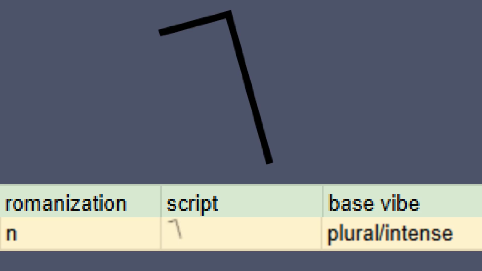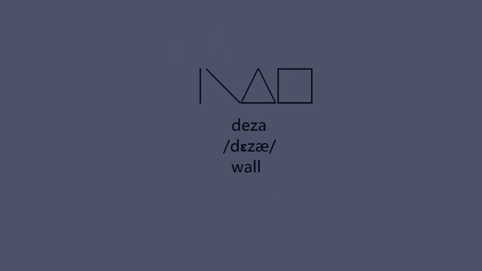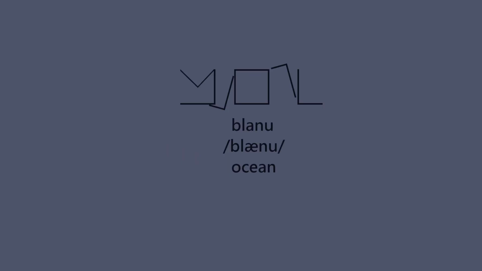Na gets used as an intensifier of the other consonants in the root noun. For example, bono, the word for sun, uses na to intensify the warm of ba. Na is also the plural suffix, so wall singular is desa and walls plural is desan. And la inverts the meaning of the consonant it directly follows. So in a word like blanu, the bla actually means cold.